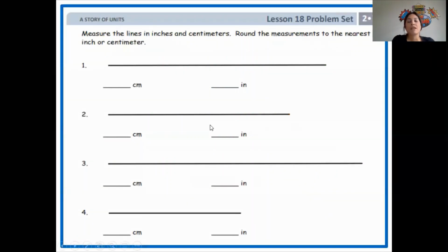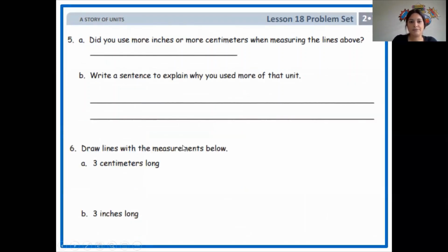Okay. Now it's time for your problem set. That was quick, right? And fun and easy. It was a quick lesson. So remember, our objective is we're going to measure using 2 units. We're using centimeters and inches. So on your problem set, what you're going to do is you're going to measure line number 1 using your centimeters, and then you write how many centimeters here, and then using your inches, and you write how many inches here. You're going to do the same for the rest.